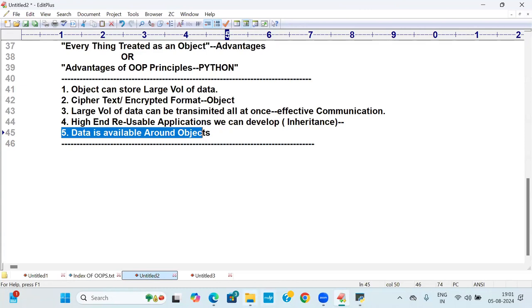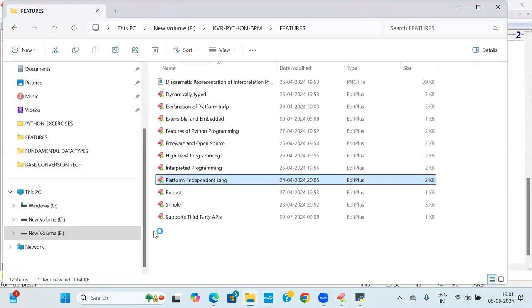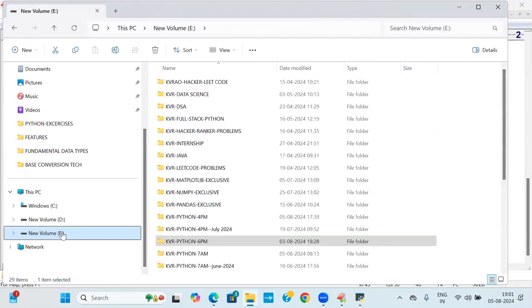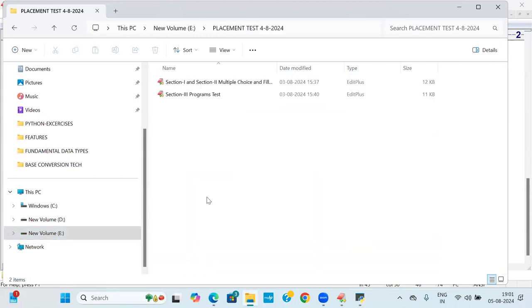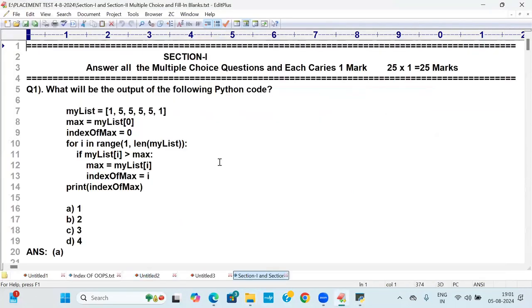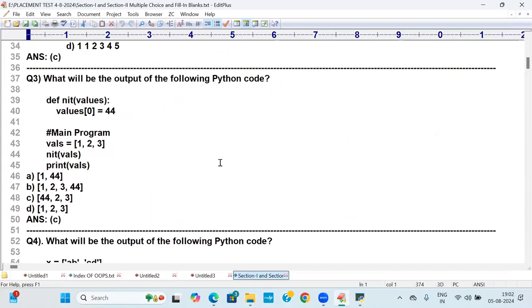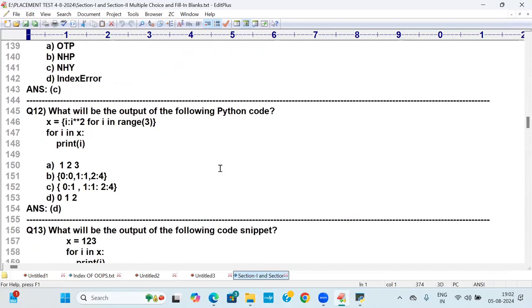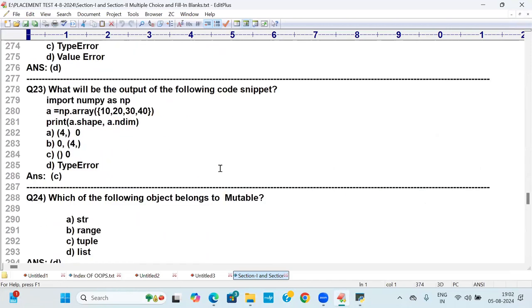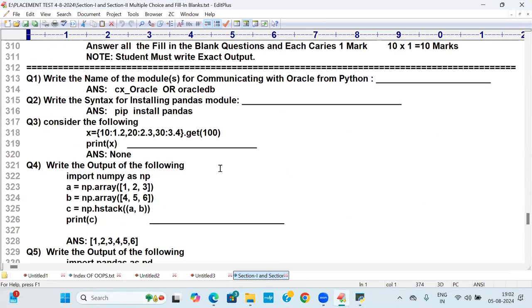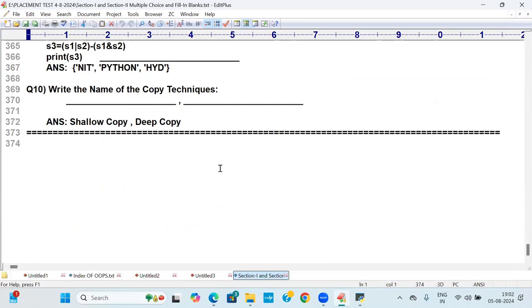Yesterday we conducted a placement test. I only gave the paper, every time I only give the paper. Actually, I want to give a very tough paper, but I let it go. Because of the placement test, screening test 1, screening test 2. These are the questions. I gave fill in the blanks also.